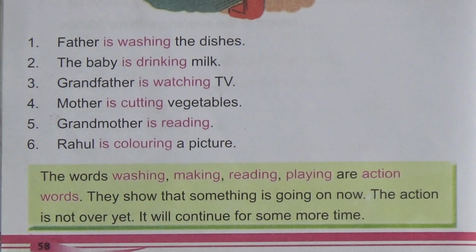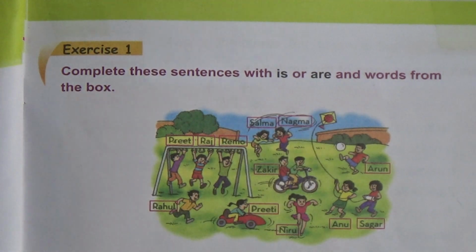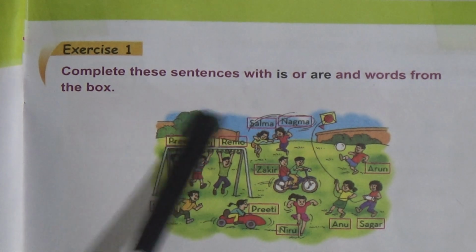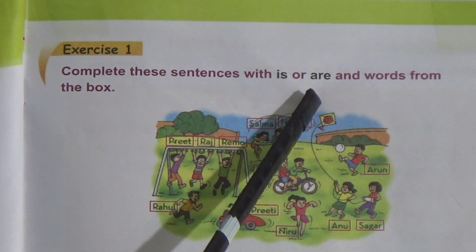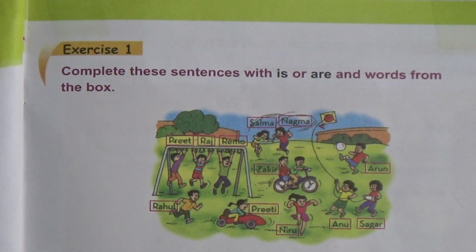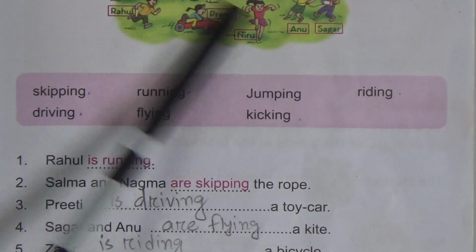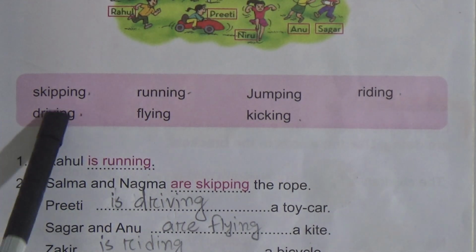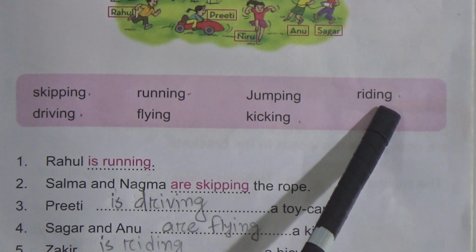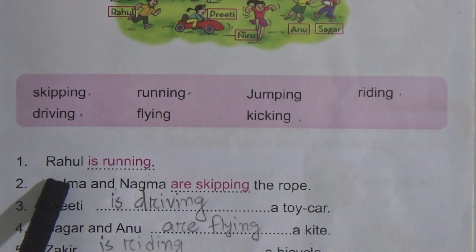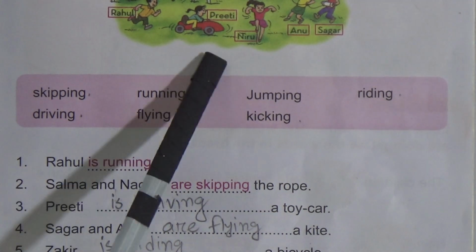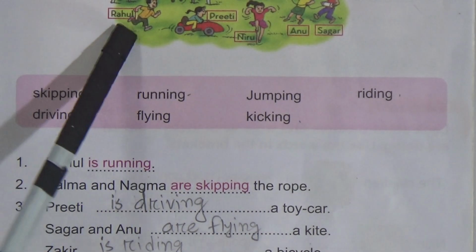So let's try to do exercise number 1. Complete these sentences with is or are. Dear students, I told you that for the case of singular subject we have to use is, and for the case of plural subject we have to use are. From the box, that means there are few words in the box and you may see pictures here. Skipping, running, jumping, riding, driving, flying, kicking. Number 1 is done for you in your book. Rahul is running. You may see that Rahul is running.